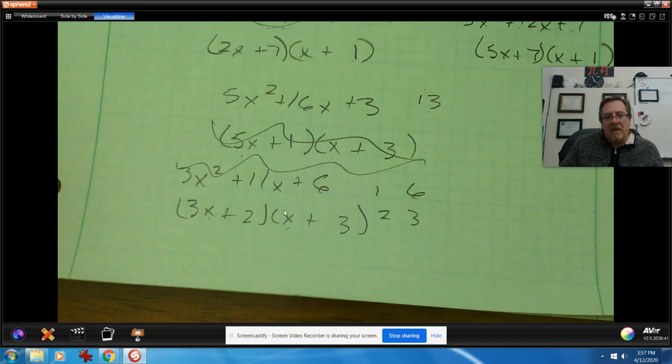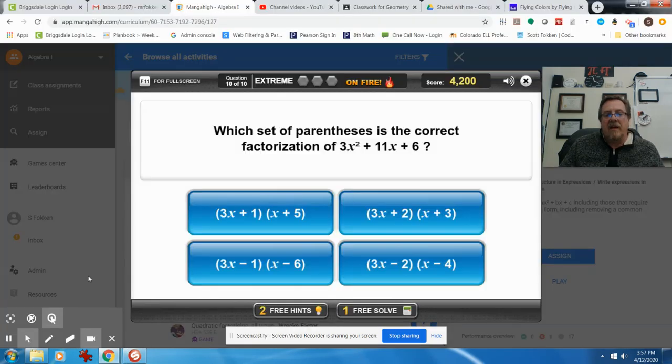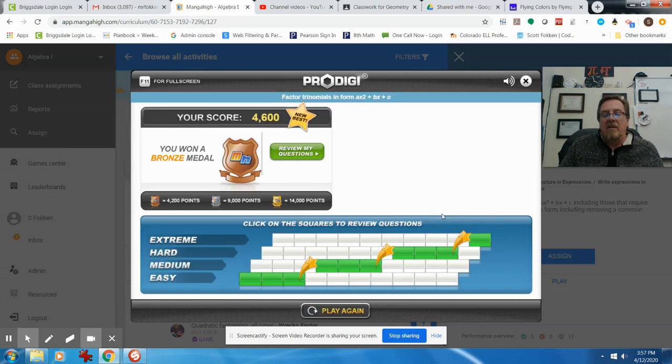Again, it's this middle term that we're always kind of interested in. It tells us how that's got to go together. So 3x plus 2 and x plus 3. Yeah, that's how it goes.